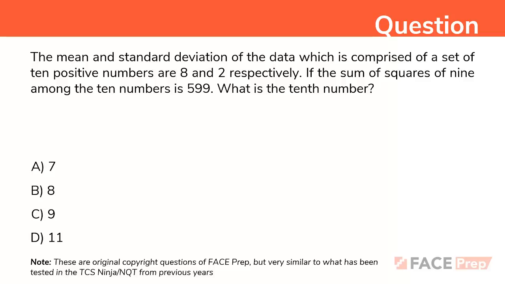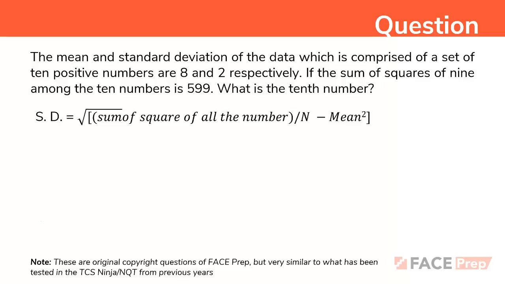So if you look at this question, first of all, what are the things given? Squares of the numbers are given. What else is given? Mean and standard deviation are given. Using this information, we need to figure out the 10th number. When it comes to statistics for TCS Ninja, the only thing recommended is that you remember the formula very firmly. If you know that, you can easily figure it out. So let's first talk about the formula.